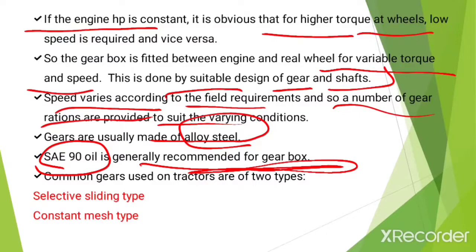Common gearboxes used on tractors are of two types. The first one is the selective sliding type, and then the constant mesh type.